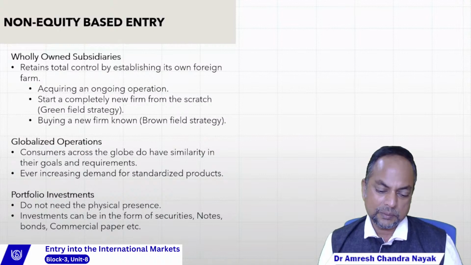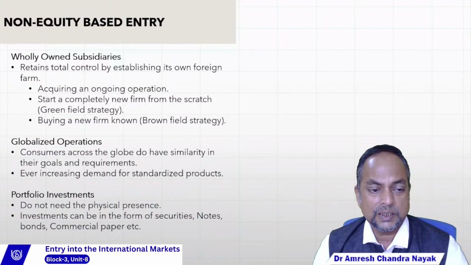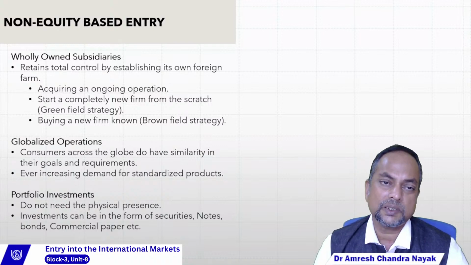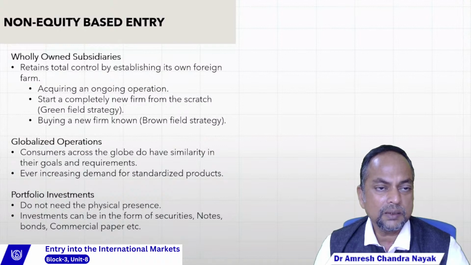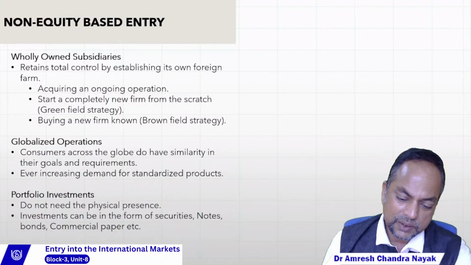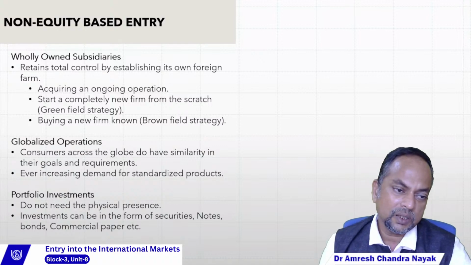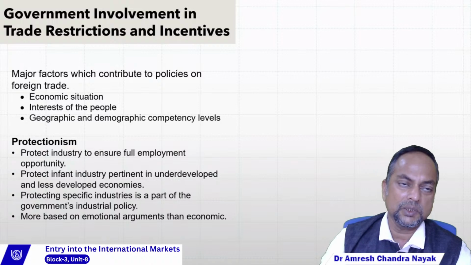So in that portfolio related investment, what is required is that we can invest in the form of securities, notes, bonds, commercial papers, etc. Right? We do not need to have our physical presence over there, but we can invest and be a partner to them. Right? So these are some of the entry level strategies for organizations to have their operations at international level.